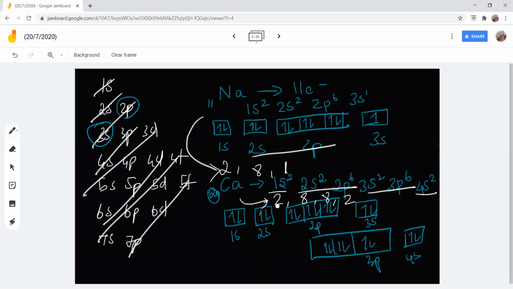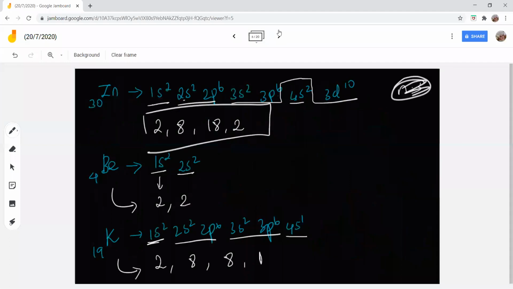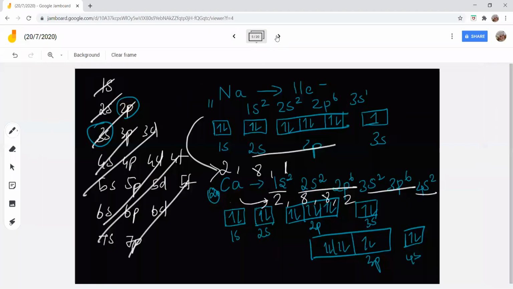You all understand what I am trying to say? That's all. So this is how the electronic configuration moves. Understood? Okay, students. So that's all about the electronic configuration.